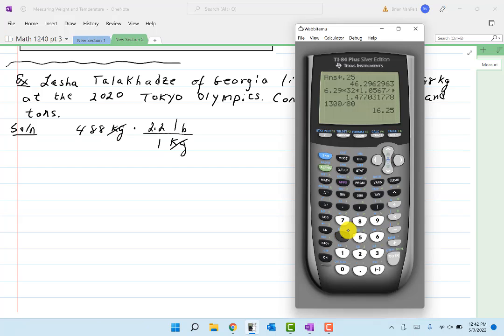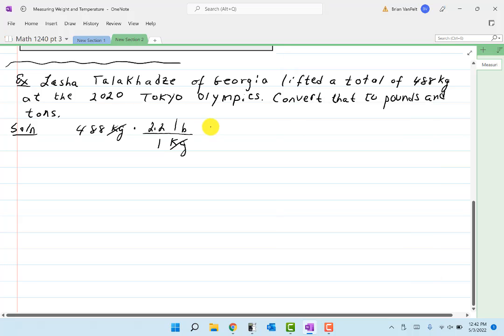And let's go ahead and multiply. 488 times, oh, didn't quite get the second 8, times 2.2. And we have 1073.6. And this is in pounds. So that was one measurement.